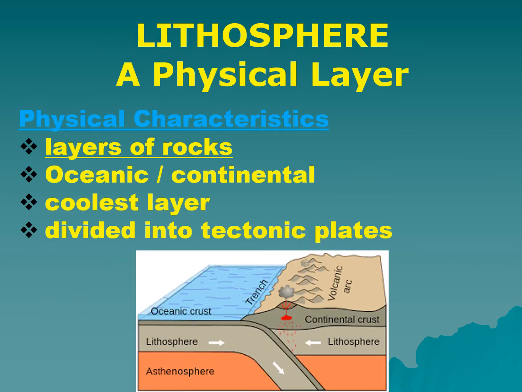Again, a reminder, you should be on the bottom section taking notes, and you're now on the physical layers. Remember, the physical characteristics, I kind of think about our senses, what it looks like, what it tastes like, what it feels like, what it smells like, things like that. The physical characteristics of the lithosphere are there are layers of rocks. It's divided into oceanic and continental crust. It's our coolest layer, and it's also where you're going to find our tectonic plates. But the biggest takeaway is that it is all rocky, and it's divided into the oceanic and the continental crust.